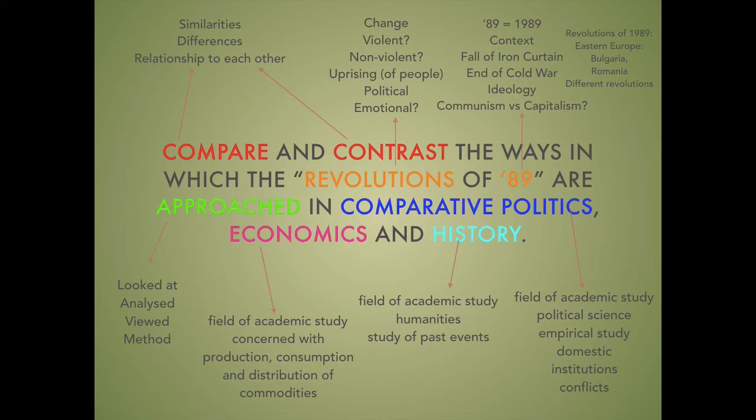So this question is asking me to look at the different methods used in comparative politics, economics and history used to analyse the revolutions of 1989. And we want to look at how they're similar, how they're different, their relation to each other. Do these different fields of study in their methods approach the revolutions the same or differently? And then specifically, do they look at the revolutions of 1989 the same or differently?